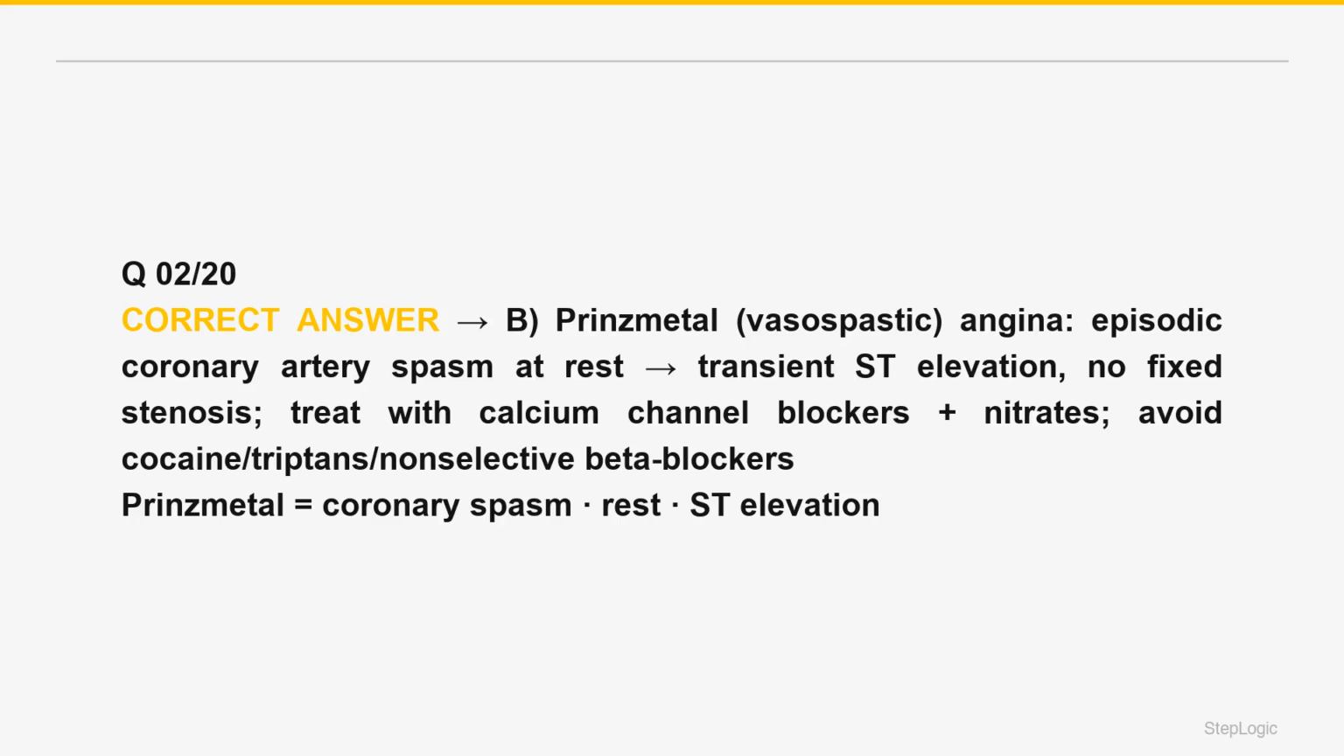The clinical pattern is the giveaway: chest pain occurring at rest, not with exertion, often in the early morning or night, in younger patients who may not have classic coronary risk factors, though smoking is a risk. It can be provoked by ergonovine or acetylcholine testing and is associated with other vasospastic disorders, Raynaud, migraine, and with cocaine use. Treatment is calcium channel blockers, the mainstay, and nitrates, vasodilators. Patients should avoid triggers: cocaine, triptans, and non-selective beta blockers, which can leave alpha-mediated vasoconstriction unopposed. The rest pain, ST elevation, spasm-driven angina without fixed stenosis is Prinzmetal angina.